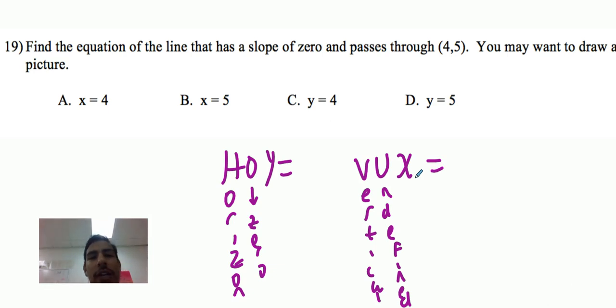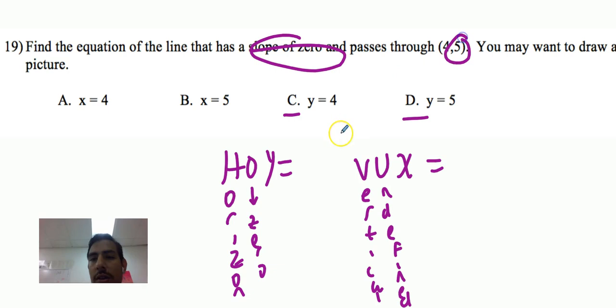So when I get a problem that says find an equation of a line that has a slope of 0, I know for a fact it's going to be y equals something. So I know it could only be choice C or D. The y value is right here, so I need y equals 5. That's choice D.